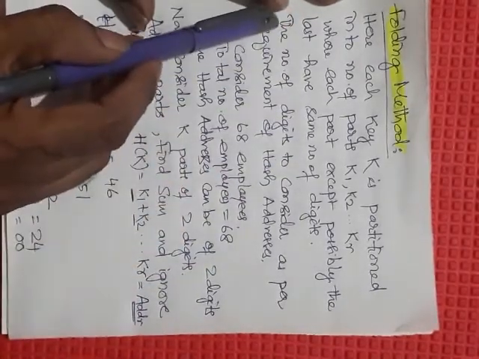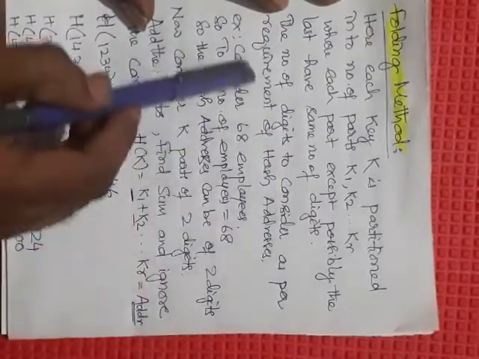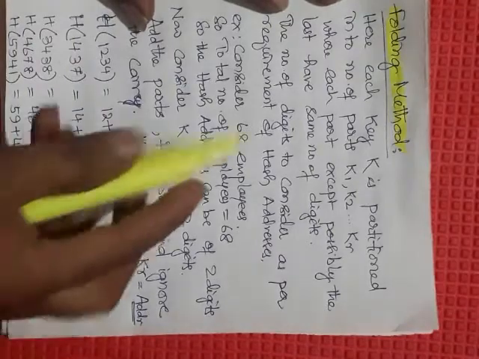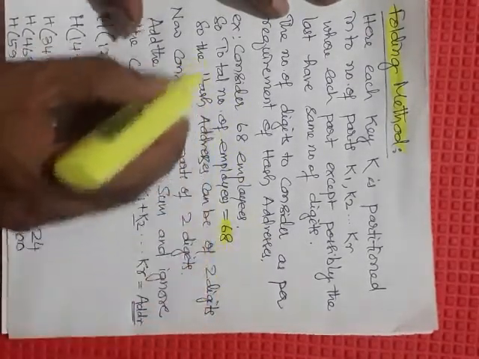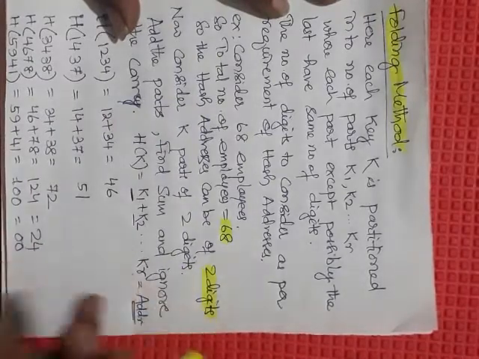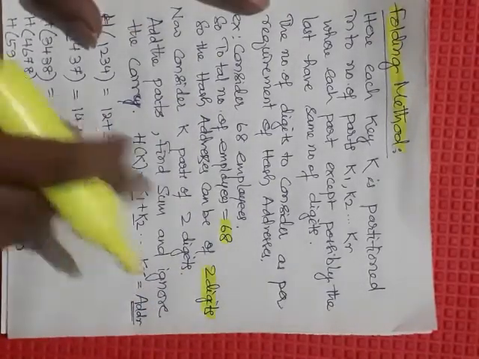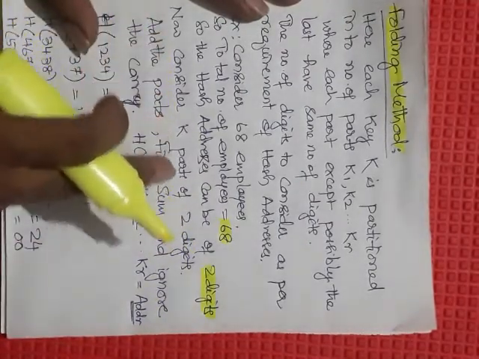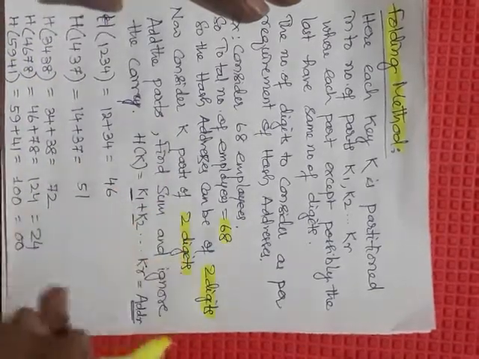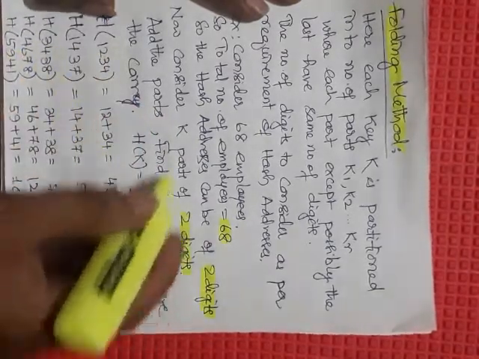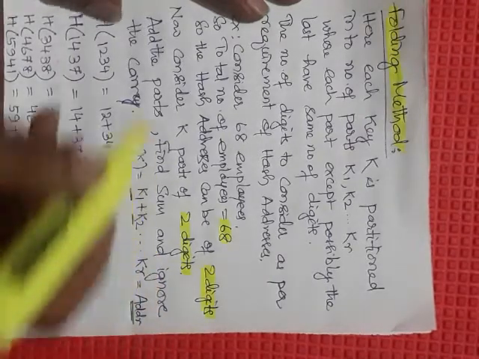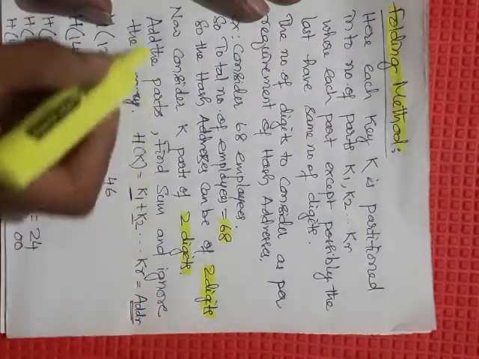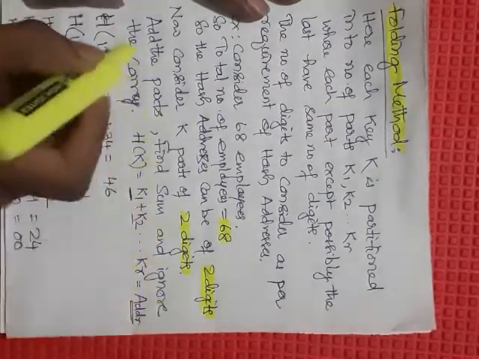So now the number of digits is considered as per the requirement of the hash address. How many digits? When the total number of employees is 68, the hash address can be of 2 digits, because the number of employees is 68, a 2 digit number. So accordingly we consider k parts of 2 digits. Hash address of 2 digits is required, so that is why we consider k parts of 2 digits. Now add those parts, find the sum and ignore the carry.